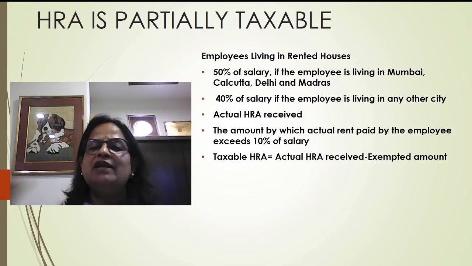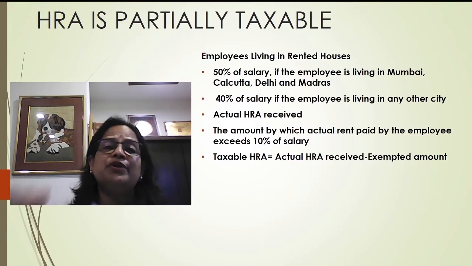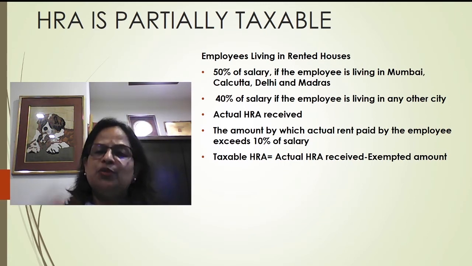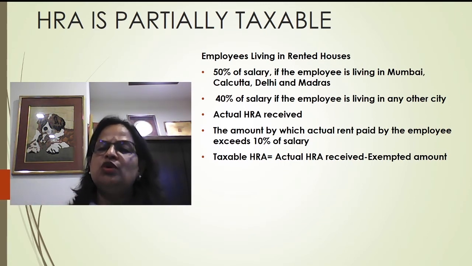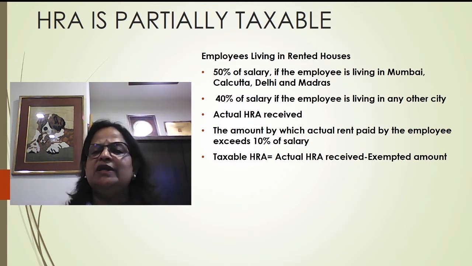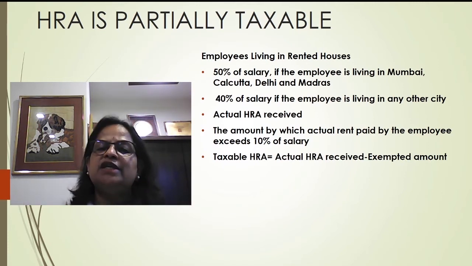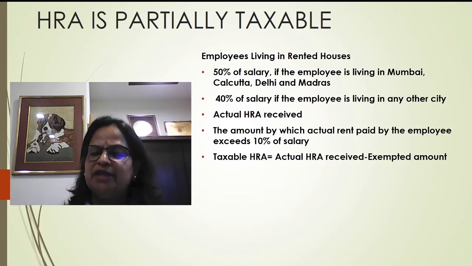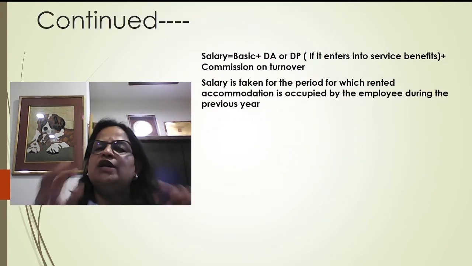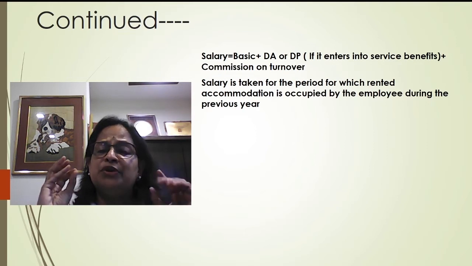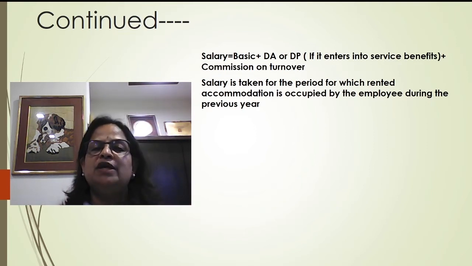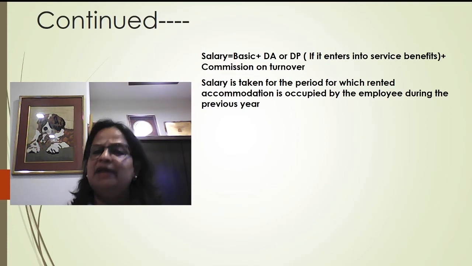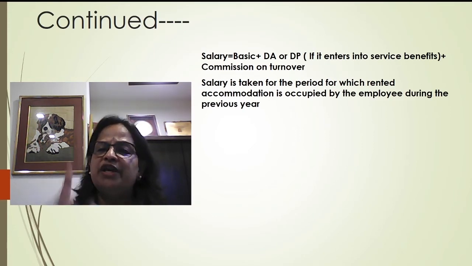Now what is salary, I will explain. What is salary for computation of HRA is different. Next is the actual HRA received. Next point is the amount by which actual rent paid by the employee exceeds 10% of salary. Now I am just telling you the theory only. When we do the problems, it will be more clear. So taxable HRA is equal to actual HRA received minus exempted amount. Now I told you what is salary for the computation of HRA. Salary is equal to basic salary plus dearness allowance or dearness pay.